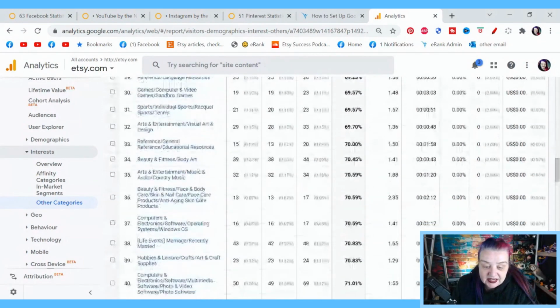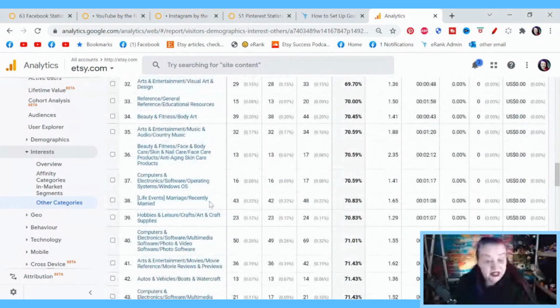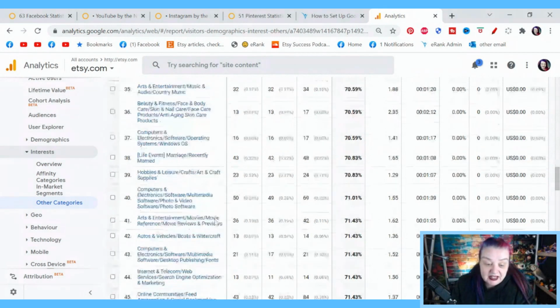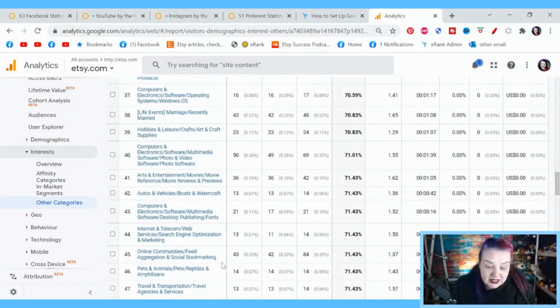Let's get some bigger numbers here. Recently married. Now, I did a while back focus. I had some people buy my items to be ring bearers or favors or table decor, in the bouquet. So yeah, absolutely. Recently married is something I can look at. Art and craft supplies. Yep, crafty people. That makes sense.